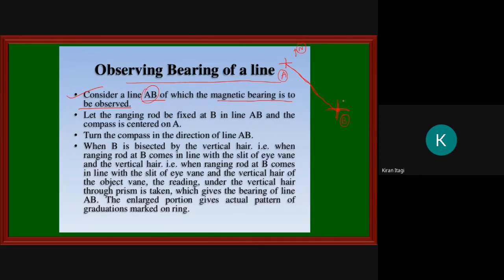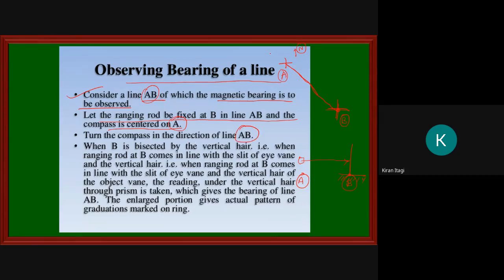Okay, what we will do, we will fix one rod at this point. A is the person standing here, and we will fix one rod at this point. From here we will see the ranging rod. Let the ranging rod be fixed at B in a line AB, and the compass is centered on A. Turn the compass in the direction of line AB.